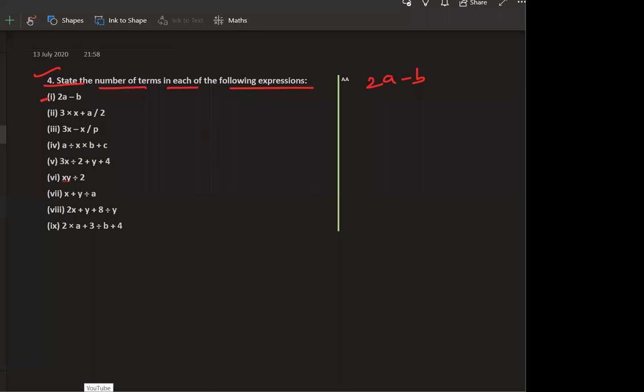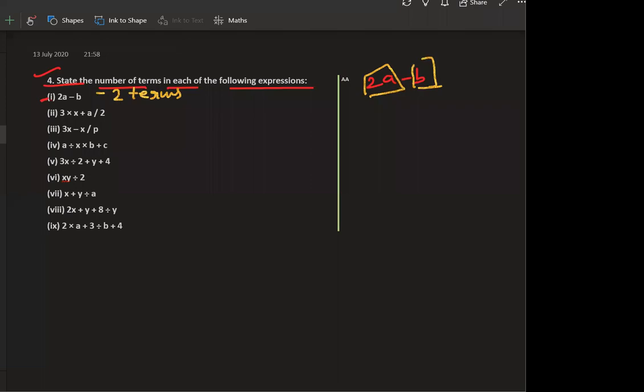In 2a minus b, how many terms are there? 2 terms, very good. One, this is the first term and this is the second term. So 2 terms. So write 2 terms.